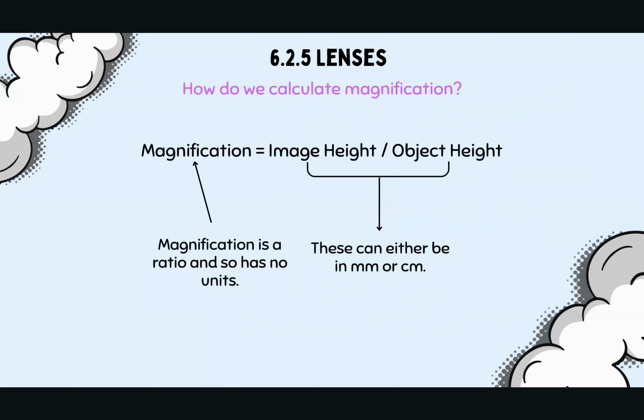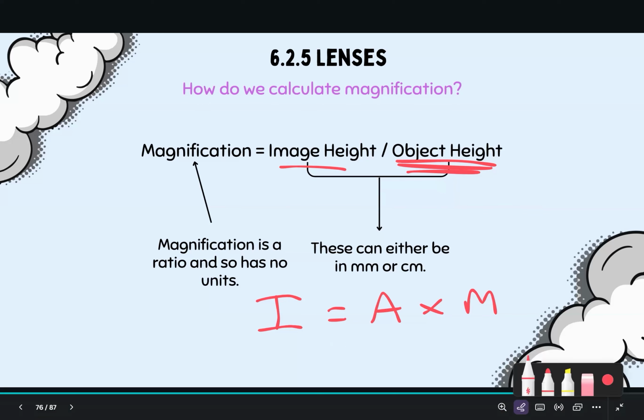Okay, and how can we calculate magnification? This is similar to what we learned in biology. When we use a magnifier or a microscope, magnification equals the image height divided by the object height. So you can use image height equals the object height, which is the actual height, times the magnification. So you can use I equals A times M.